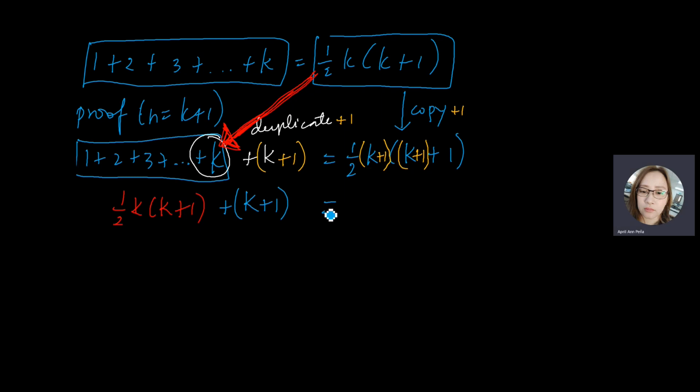On the right side, you can already simplify this. We do have the 1/2 k plus 1, and then k plus 1 plus 1. Remember, this is just one group. So this is equivalent to k plus 2. The right side is already simplified. So what you need to do is find a way how the left side can be 1/2 times k plus 1 times k plus 2.